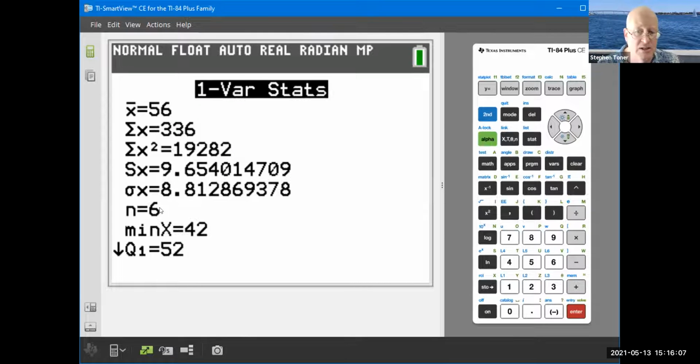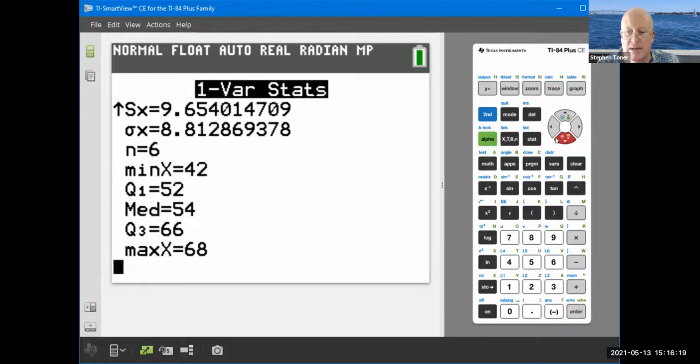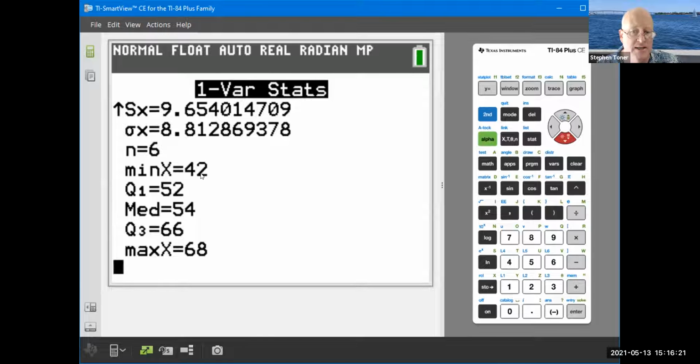The N says, oh, we entered 6 data values in. And notice you've got an arrow down here. That arrow says there's more to the screen. If I hit my down arrow a few times, it's going to fill out the rest here. It tells me my minimum value is 42. This Q1 thing, that's the first quartile. We'll talk about that towards the end of this chapter. The median, you know about that. Q3, the third quartile. And the maximum number, the largest number you entered was 68.